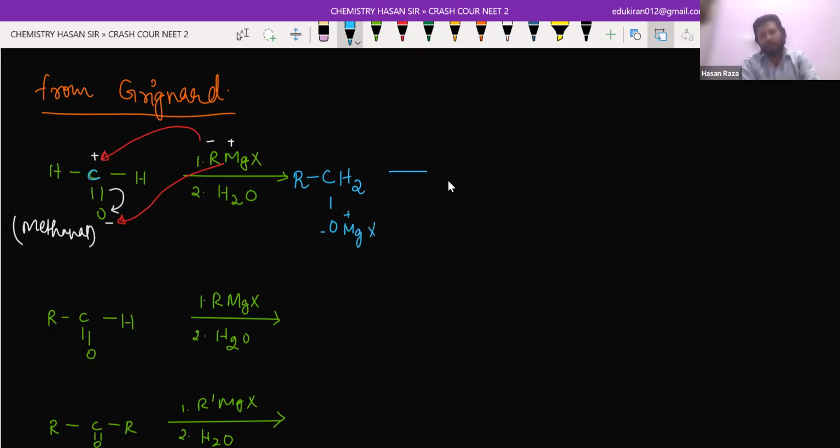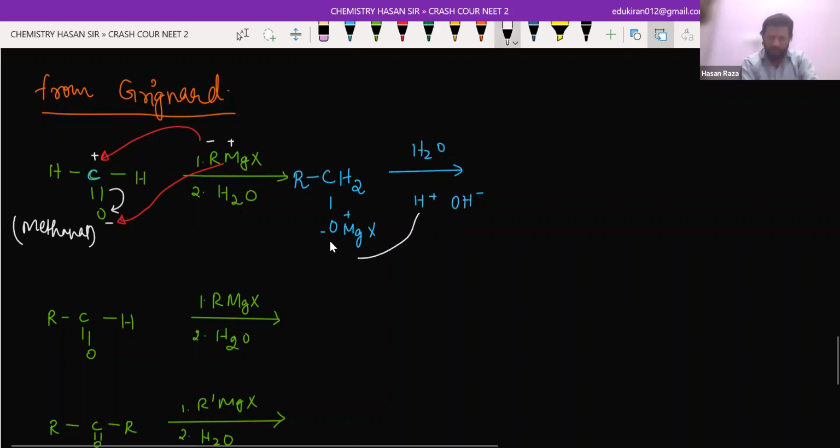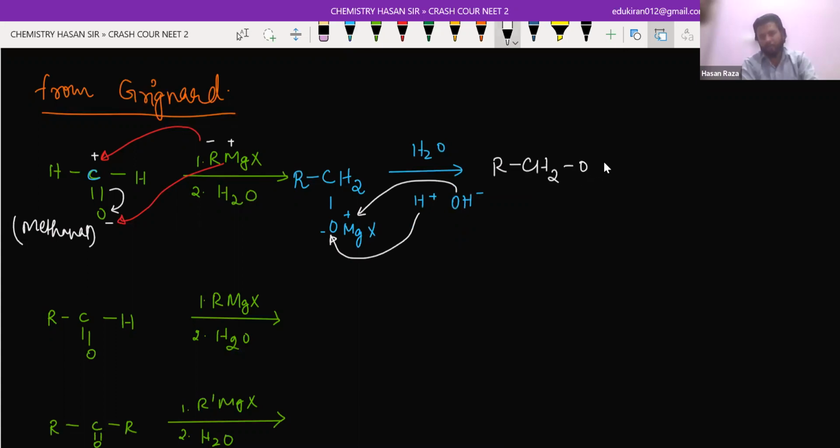After this, you are going to treat this with H2O. That means this H2O has two parts, H plus and OH minus. So this H plus will go with oxygen and OH minus will go with this. So what you will get is RCH2OH plus the byproduct. This byproduct will be similar in all the cases, so I'm not going to write the byproduct every time. That means with methanal, you will be getting 1 degree alcohol.